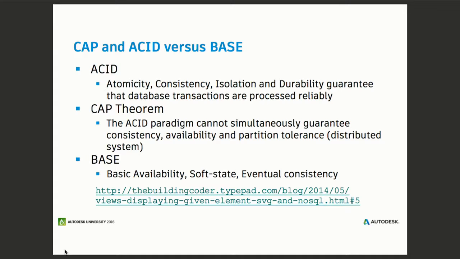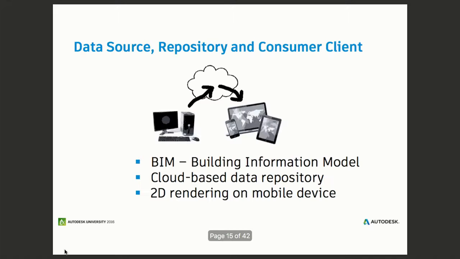Basically available, soft state, and eventual consistency, which means you might do things in a NoSQL database which temporarily might seem inconsistent. And nobody knows what the real consistency will end up being, but there will be a consistency. You cannot really mess up the system completely. But Amazon might sell two books at the same time, but they'll sort it out.